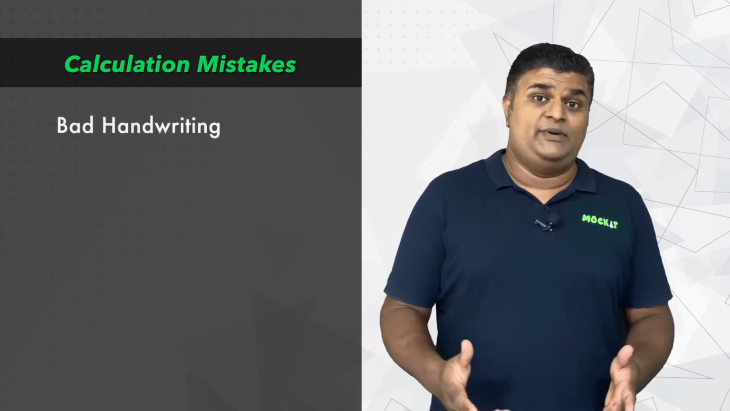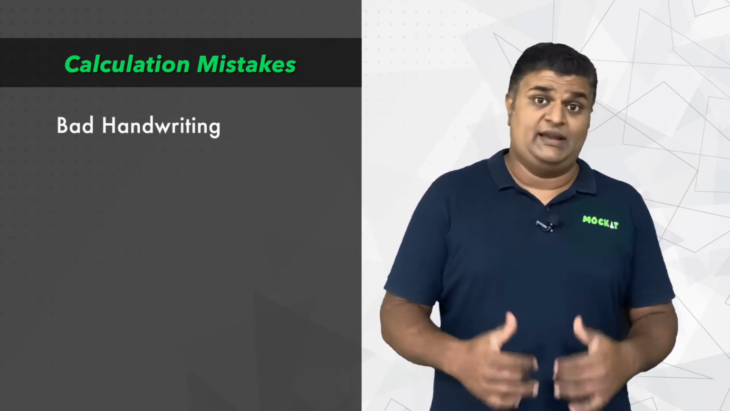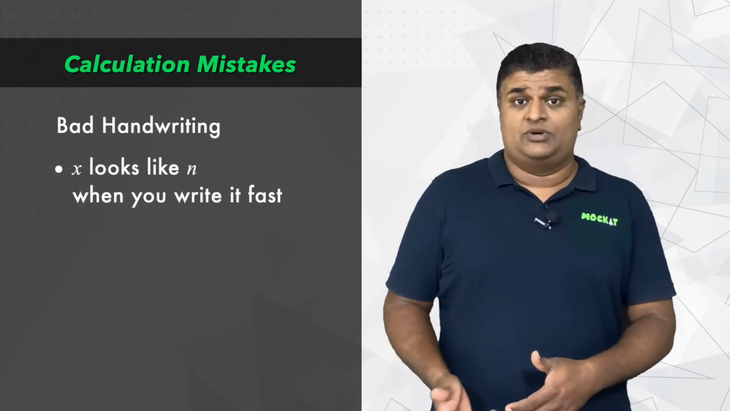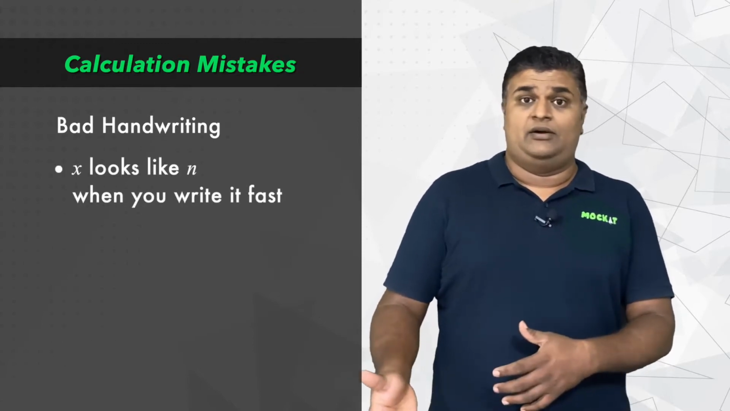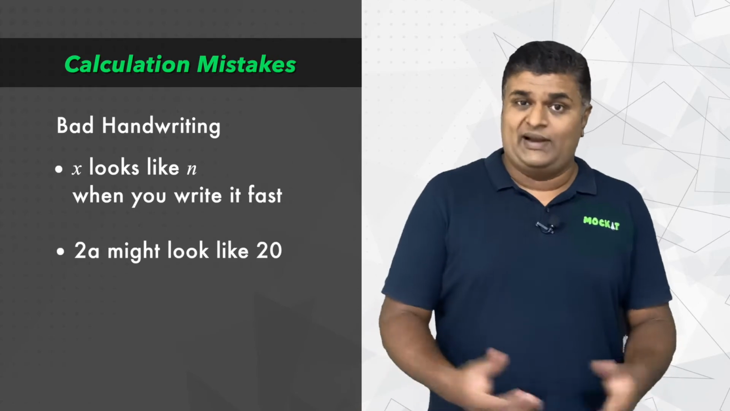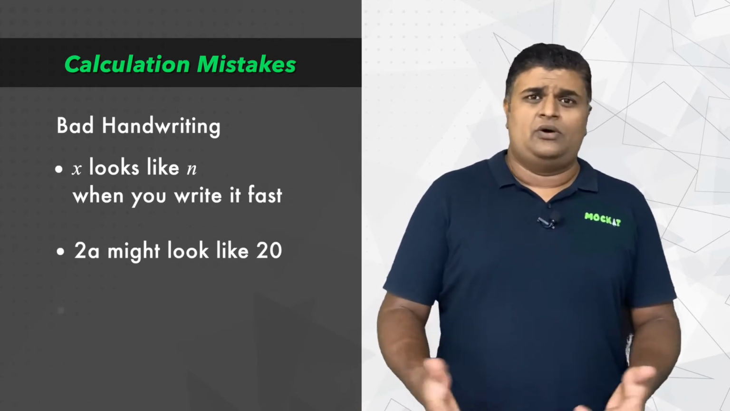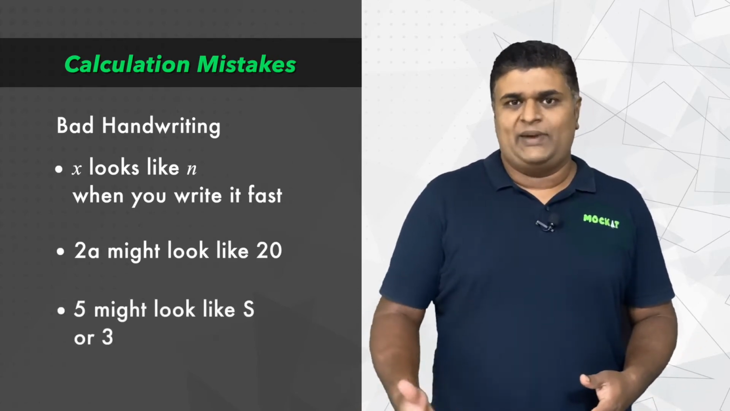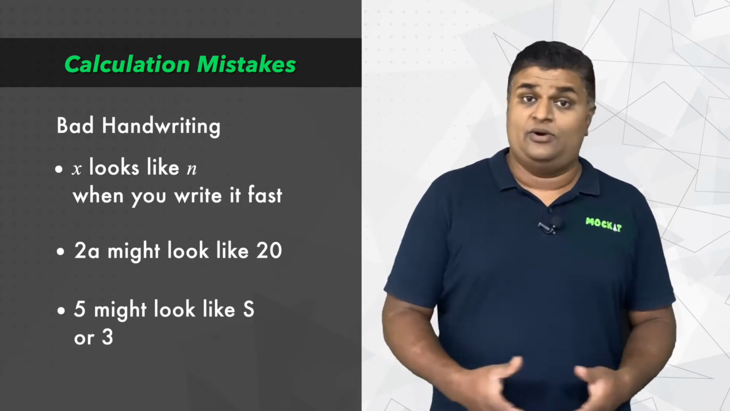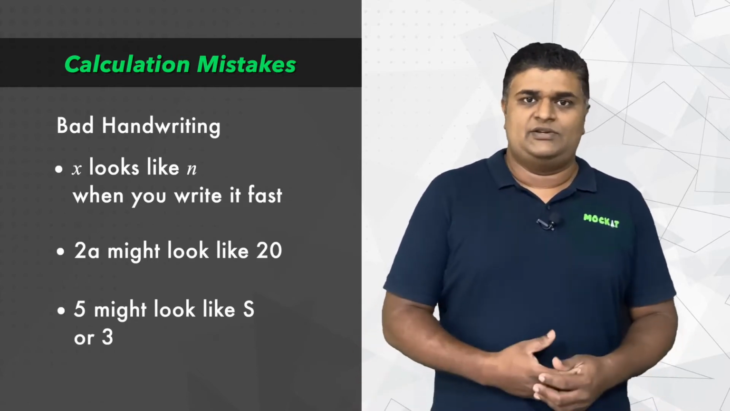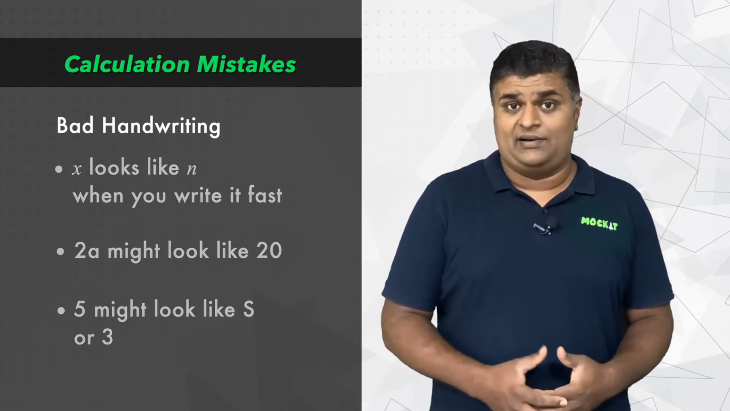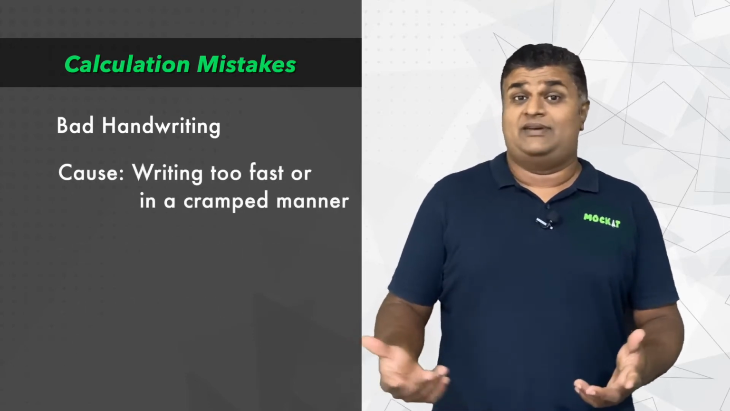A second type would be where you have bad handwriting. This is again common for me. My X looks like N. My 2A, if I write it, would look like 20, right? A looks like 0. Or simply, when you write 5 very quickly, it probably looks like a 3 or an S, right? So these are the mistakes which you could make with bad handwriting. The root cause for this could be writing too fast or in a cramped manner.